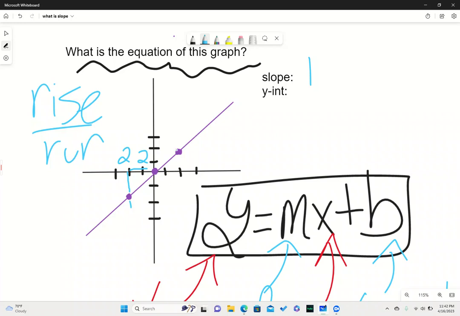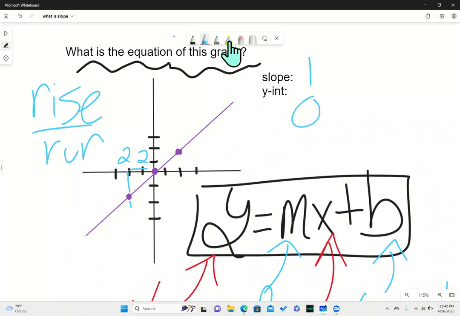Now let's look for the y-intercept. Now the y-intercept is always going to be touching the y-axis. And in this case, our y-intercept is at 0, 0. But you don't have to write it in coordinates, you can simply just say 0.